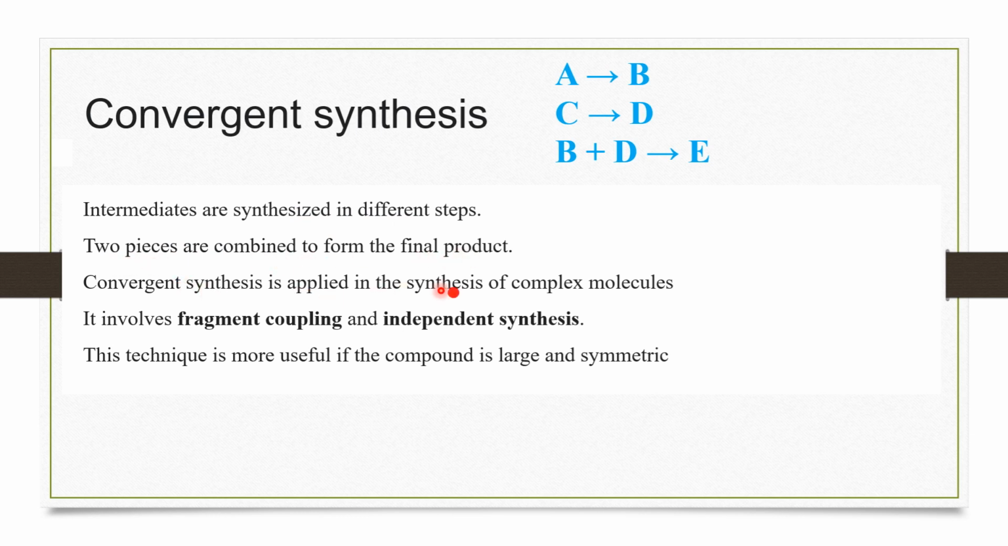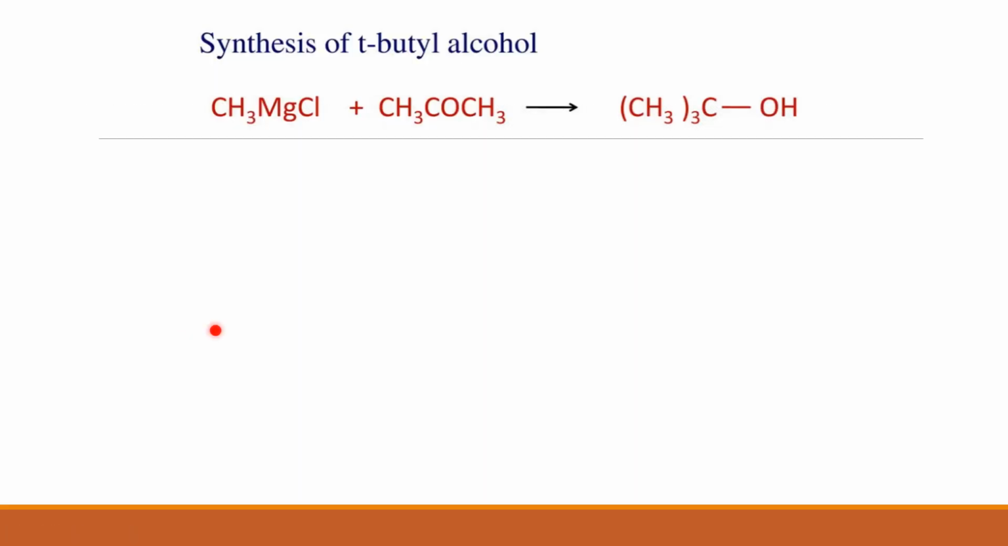This is applicable for the synthesis of complex molecules. It's an independent synthesis. It is more useful if the compound is large and symmetrical. There are a lot of advantages of this type of synthesis: it is more efficient and less waste products are formed. Now, for example, we want to synthesize tert butyl alcohol. So this is your tert butyl alcohol.